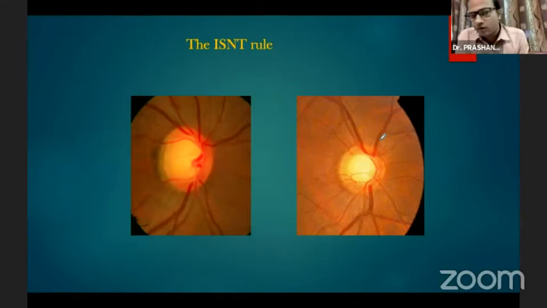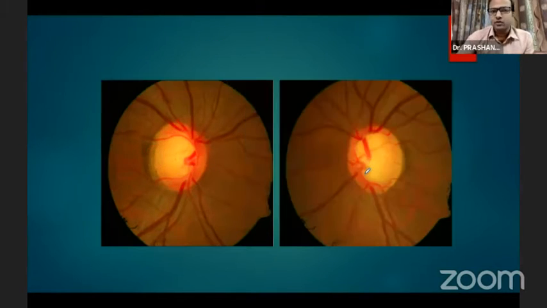So normally the disc follows the ISN'T rule, which says that the inferior rim is generally thicker as compared to the superior, then nasal, and the temporal is the thinnest area of the disc. Most of the discs follow this ISNT rule. Some of the discs will not follow, and if the disc is not following the ISNT rule, we must think that there is some pathology in the eye. That could be glaucoma or something else.